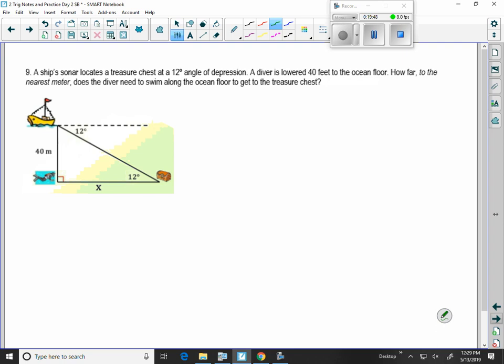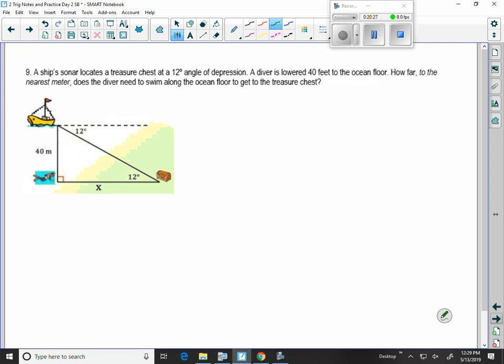Number 9. A ship's sonar locates a treasure chest at a 12-degree angle of depression. Angle of depression and angle of elevation are very common terms. Typically, what does the word elevation mean? Like move up, right? So angle of elevation will always be here, like here's the ground and it's going up. Angle of depression is here. Here's the top, and then angle of depression goes down.